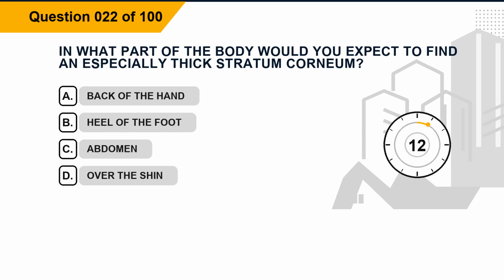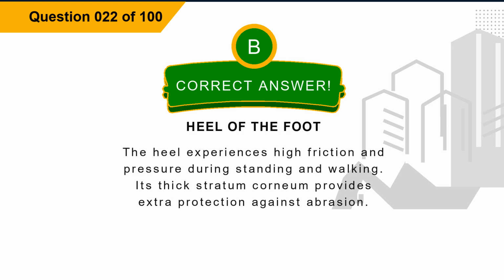Question 22. In what part of the body would you expect to find an especially thick stratum corneum? Option A, back of the hand. Option B, heel of the foot. Option C, abdomen. Option D, over the shin. The correct answer is option B, heel of the foot. Explanation. The heel experiences high friction and pressure during standing and walking. Its thick stratum corneum provides extra protection against abrasion.